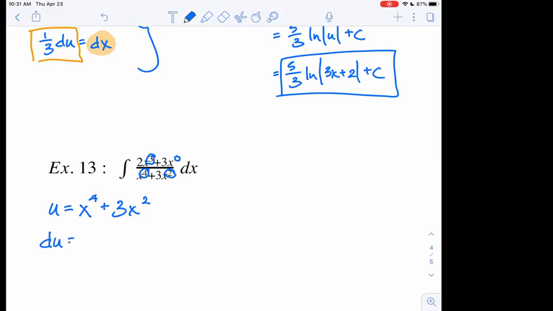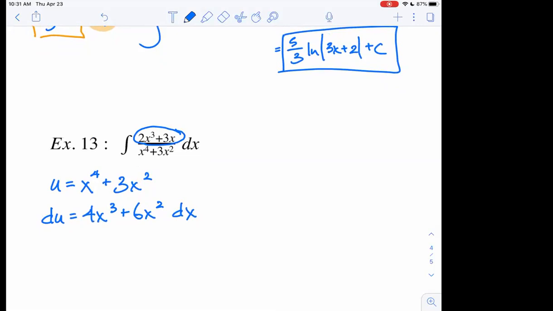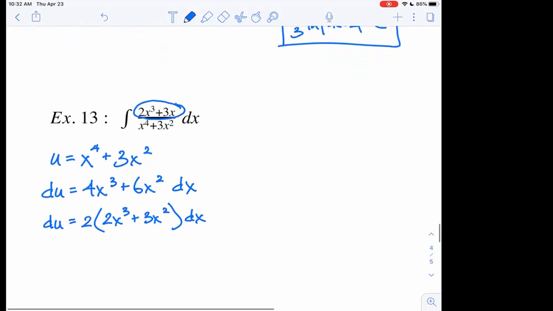So when we find our du, we'll get 4x cubed plus 6x squared dx. Now, if I compare that to what I'm trying to substitute, I realize that everything is off by a factor of 2. So I'm going to factor out a 2 here. So we get 2 times 2x cubed plus 3x squared dx. And then I'm going to divide by the 2 to get 1/2 on the other side.